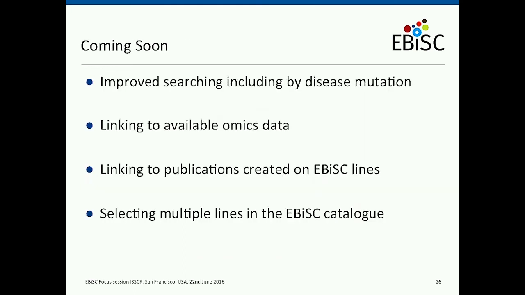So, as I said, there's a number of features that we don't have in place at the moment. This is the first version of the catalogue, and we're working hard to improve it. So we want to have much better searching, so you can actually search by disease mutations and other information. We want to link to available omics data, so probably 50 or 60 of the lines in the EBiSC catalogue at the moment are from EBiSC, and the EBiSC lines all have very deep characterization with RNA-seq, methylation, proteomics, all of these things. And we want to make sure that EBiSC links out to this information when it's available.